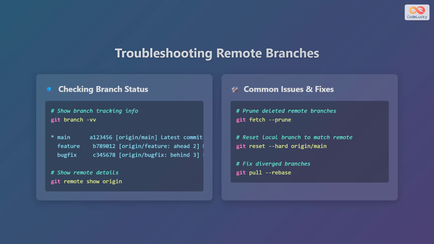Now let's look at some common issues and fixes. To remove remote branches that have been deleted on the remote, use git fetch --prune. To reset your local branch to exactly match the remote branch, use git reset --hard origin/main. But be careful, this will remove local commits. To fix branches that have diverged, try using git pull --rebase. Knowing these troubleshooting steps can save you time and prevent headaches when collaborating on Git projects.